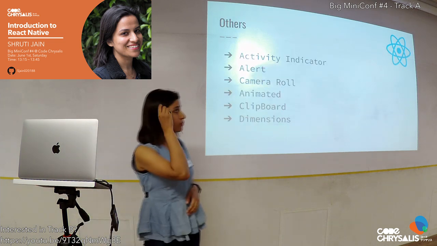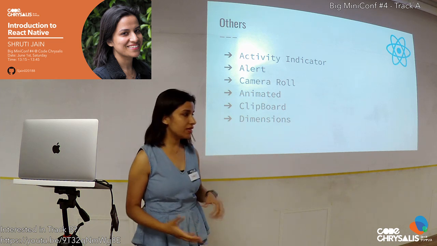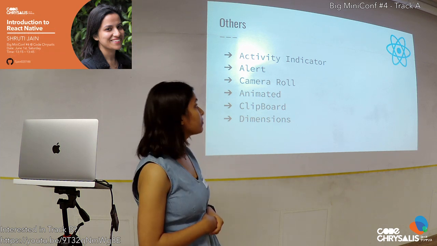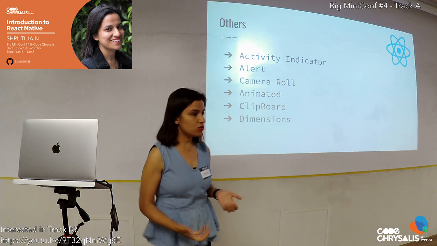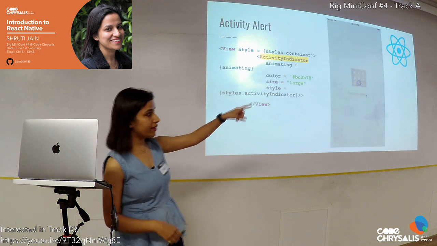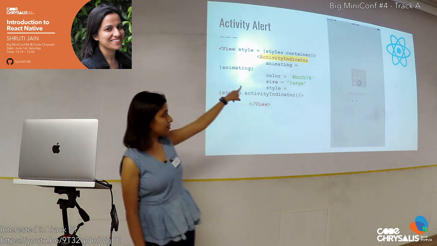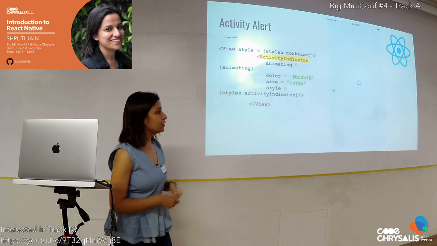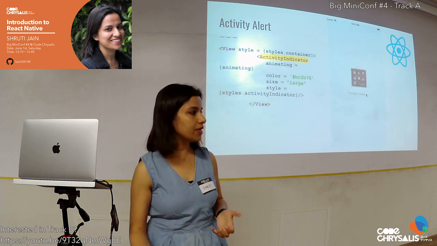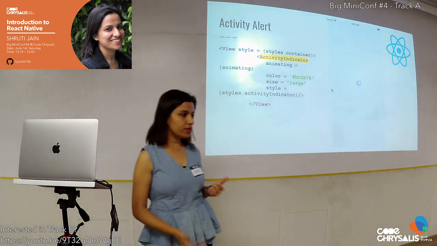Then here are some of the miscellaneous or other components that React Native has, for example, activity indicator, alert, camera roll, animated, clipboard, dimensions, etc. Adding them is also very easy. You just add the tag for these in your code and you will get something. If you want to add this activity loader, which was there a few seconds before, you can simply add the activity indicator tag, and it will show that activity indicator. You don't have to write any animation or anything to show that. You can simply use this component directly. So this way adding components is very easy.